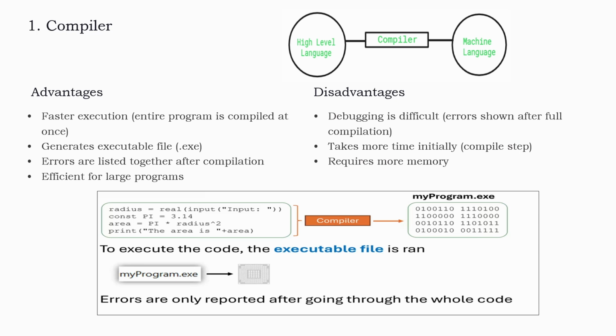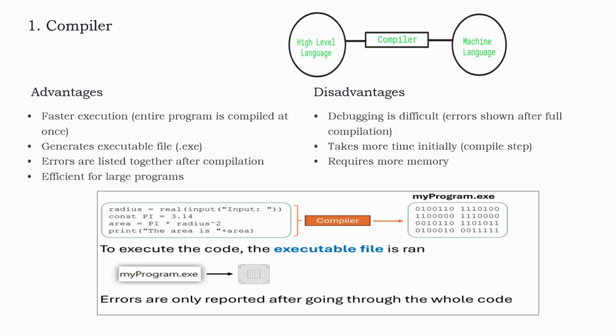As you can see in the given example, we are writing the code in C language. It is converted into machine language with the help of a compiler. To execute the code, the executable file is run, and then you're going to get a .exe file. So here the errors are reported only after going through the whole code.